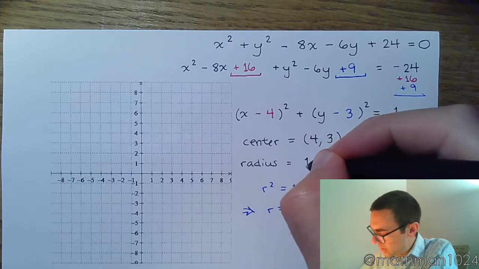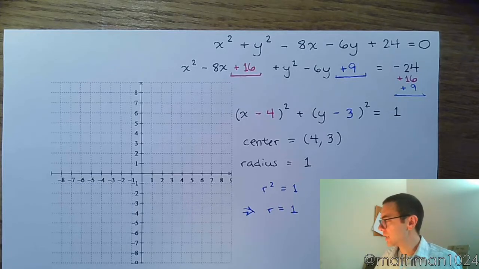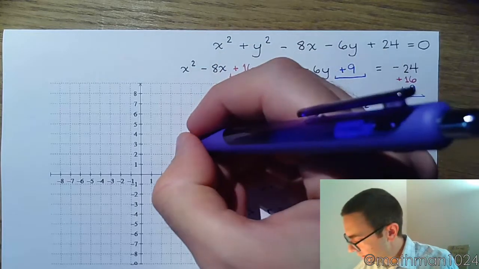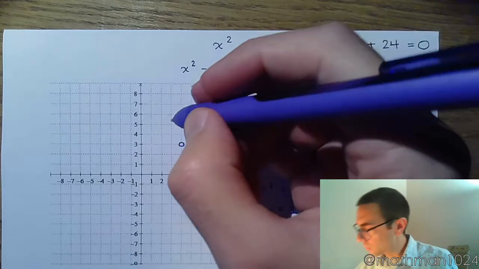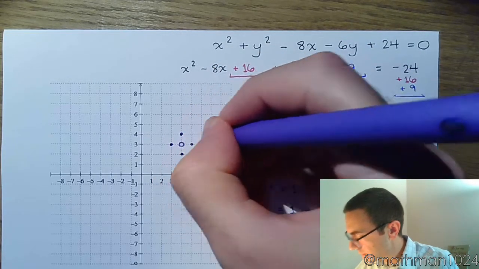So radius is 1. So we have enough information to accurately plot and graph our circle, starting with the center at 4, positive 3, which is right here. Use your radius of 1, which means you're going to go up, down, left, and right 1 unit.